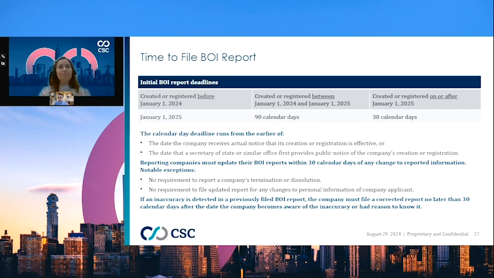BOI reports must be updated within 30 calendar days of any change to reported information, with two notable exceptions. There is no requirement to report a company's termination or dissolution, and there is no requirement to file an updated report for any changes to personal information of a company applicant. Additionally, if an inaccuracy is detected in a previously filed BOI report, the company must file a corrected report no later than 30 calendar days after the date that the company becomes aware of the inaccuracy or had reason to know it.